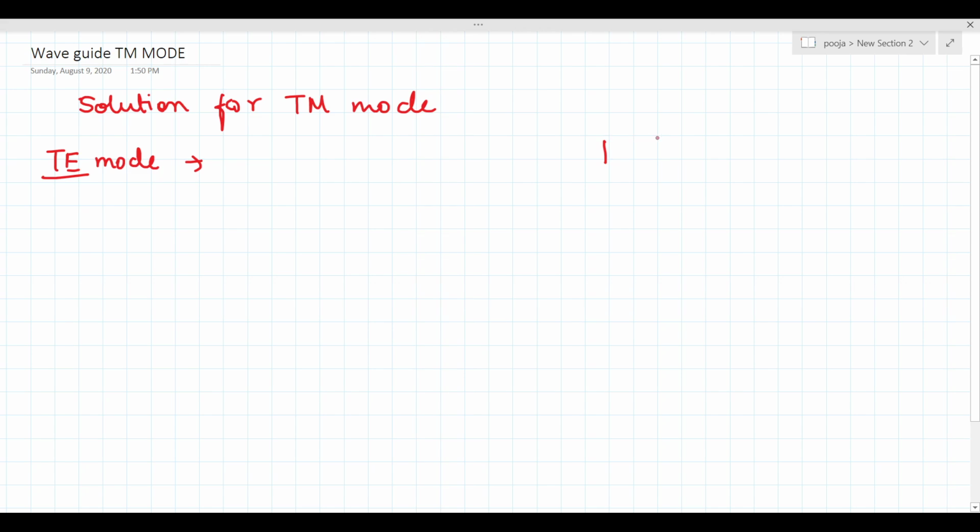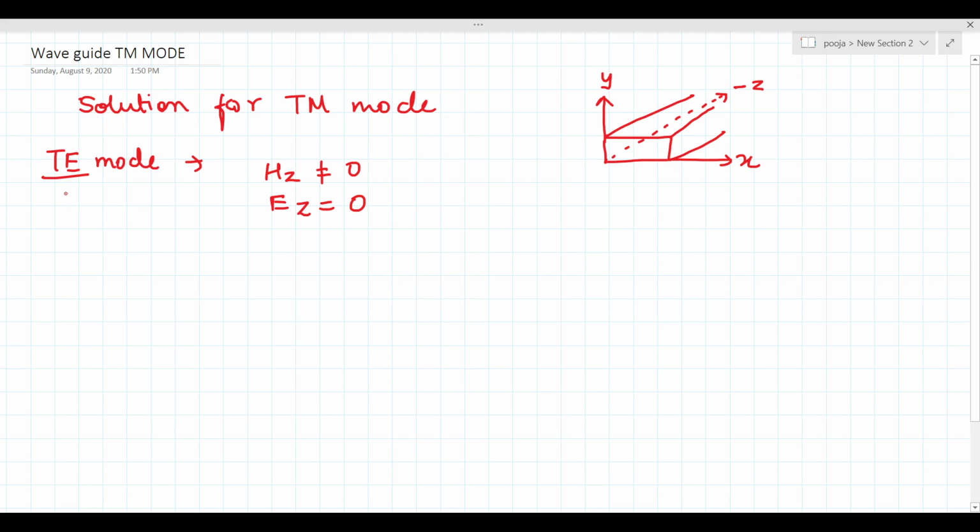So if Z was considered as the direction of propagation, then there will not be any Z component of electric field, and in order to have energy propagation along the waveguide, there has to be one component which should exist along the Z direction. Means in TE mode we were having Hz, which was not 0, and Ez was 0. Transverse electric means electric field is perpendicular to the direction of propagation if positive Z is the direction of propagation.